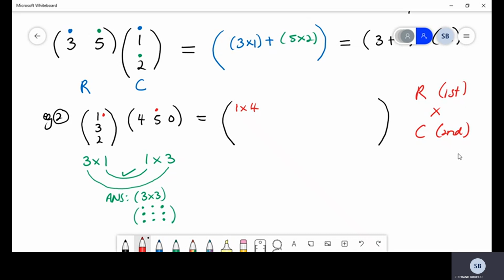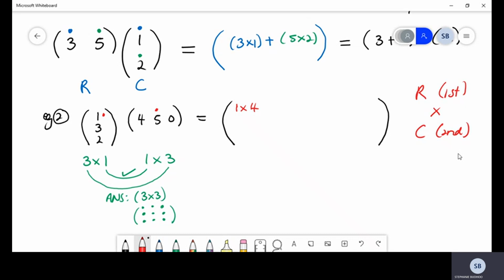We're going to now look at that 3, guys. And we're going to take that 3 and we're going to multiply it by 4. We're going to take that 3 and multiply it by 5. We're going to take that 3 and multiply it by 0. Notice what I did. I'm multiplying my second row of my first matrix by each of the columns of my second matrix. All right, you always multiply your rows of your first by your columns of your second.